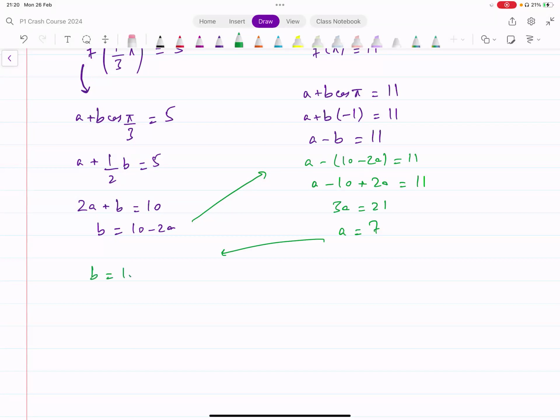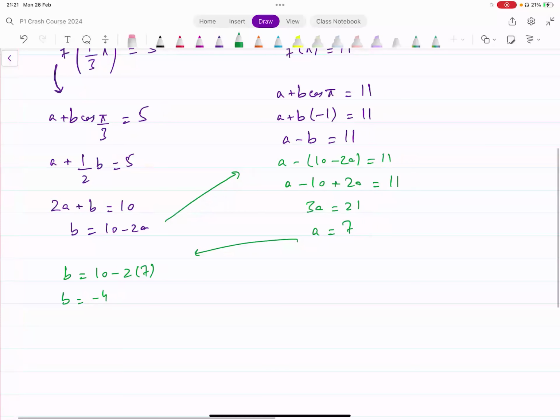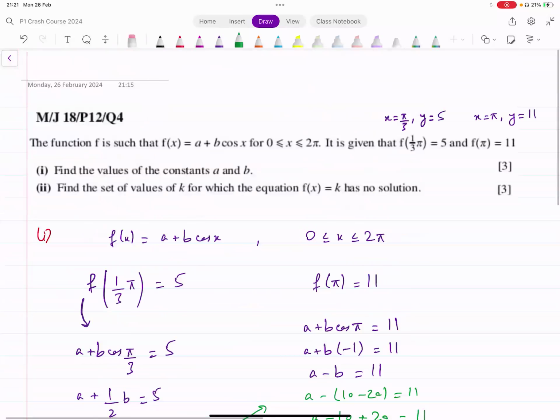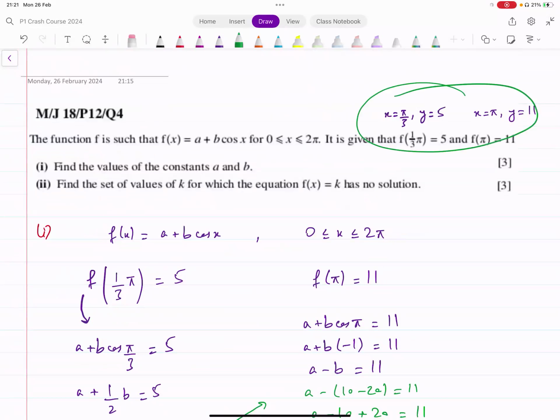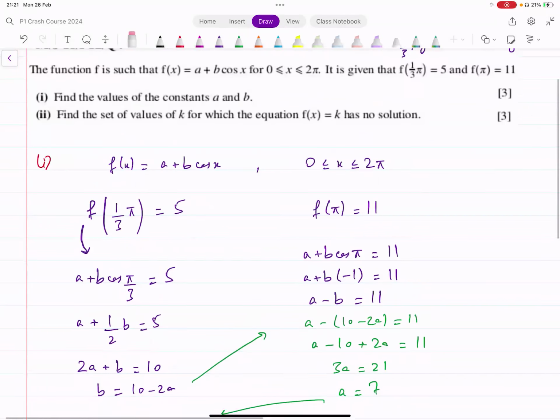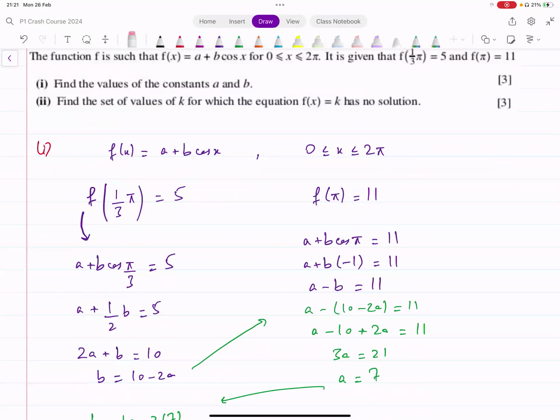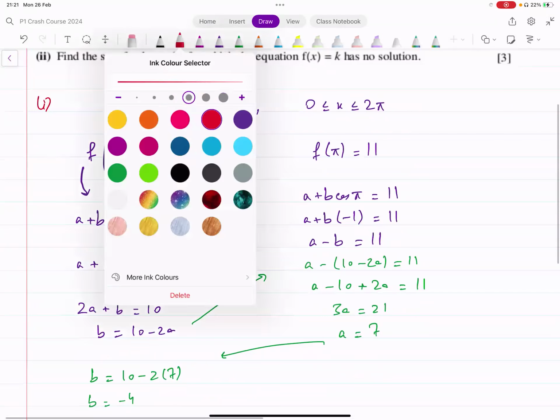And B is equal to 10 minus 2 times 7, which gives us B equal to minus 4. So A equals 7 and B equals minus 4. So once you understand what this notation means, you just have to input those points in that equation to find A and B. Okay, I hope that makes sense. That was the first part.